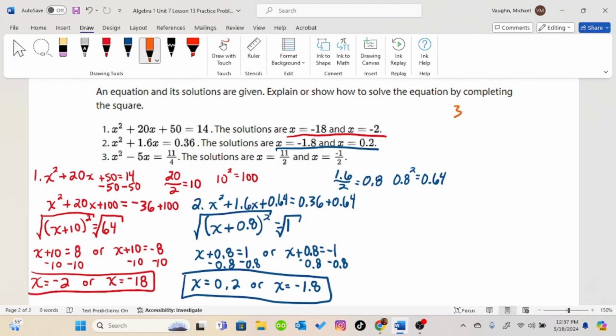And finally, number 3, we have x squared minus 5x equals 11 over 4. We're going to take the negative 5 and divide it by 2, and that gives us negative 5 halves. Now, if we take negative 5 halves and we square it, we get 25 over 4. So that's what we're going to add to both sides.